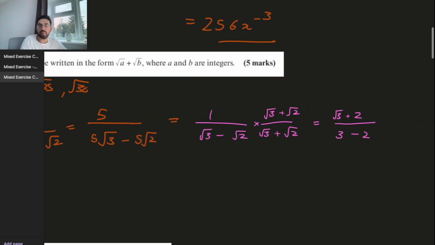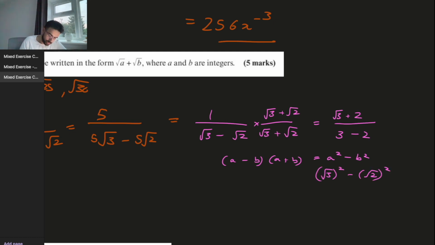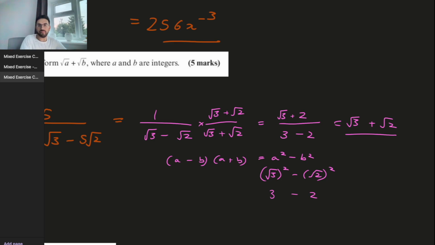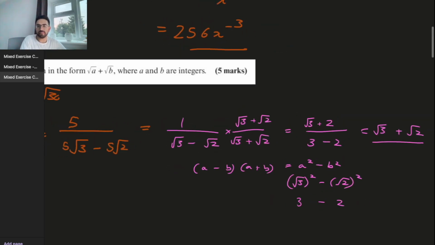Just once again, please remember that this makes use of the difference of squares. So whenever we have a minus b and a plus b, we end up getting a squared minus b squared. Now, because it's root 3 whole squared minus root 2 whole squared, we can write this as just 3 minus 2. So that ends up being 1, and our final answer is root 3 plus root 2, and that's exactly the form that we're looking for. We're looking for root a plus root b. So here is our answer. Perfect, and that's a very nice easy 5 marks.